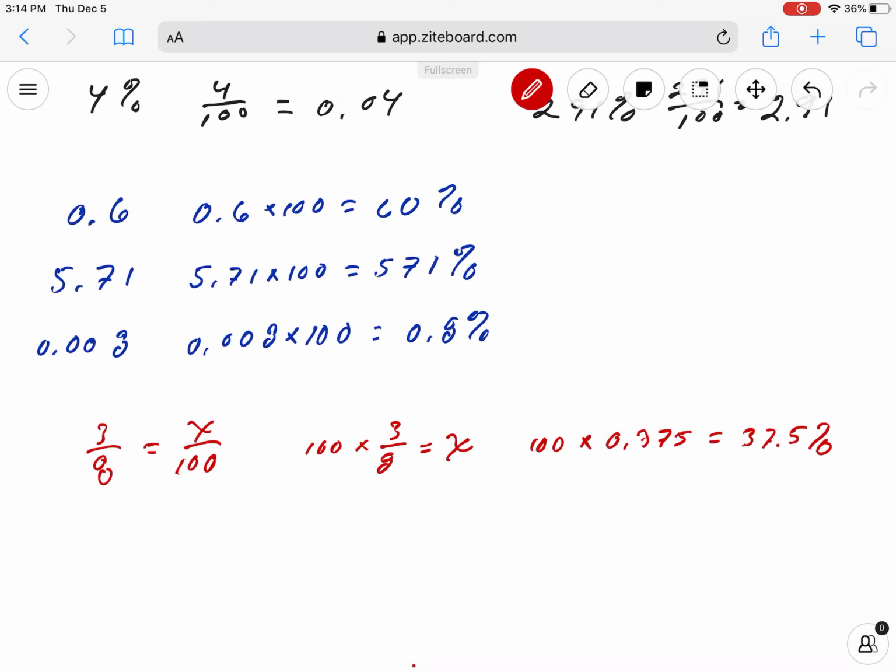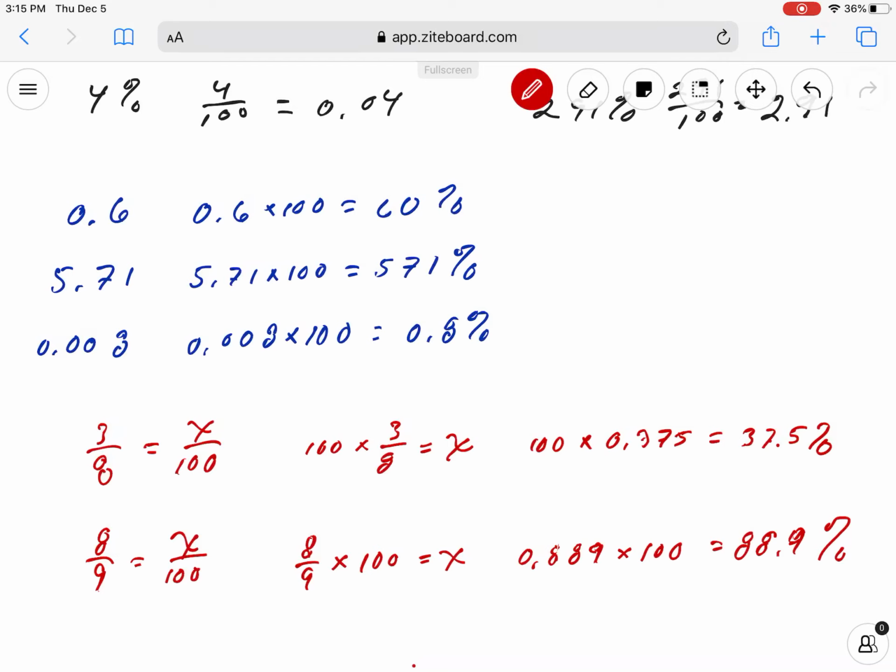Okay, so let's look at another one. If I have 8/9, and I want to figure out the percentage of that, so I'm going to take 8/9 multiplied by 100. It's going to give me my percentage, and so that is 8 divided by 9 is 0.88, and I'm going to round off to 0.89, times 100, and that is going to be 88.9%.